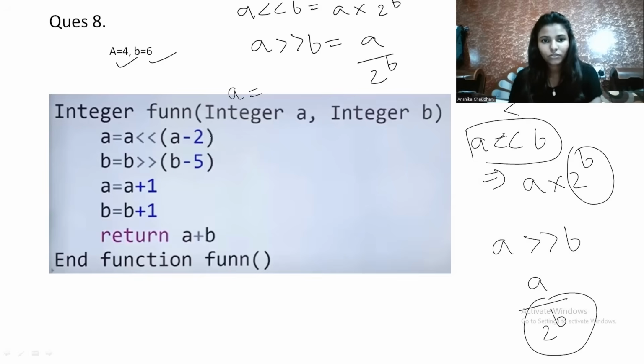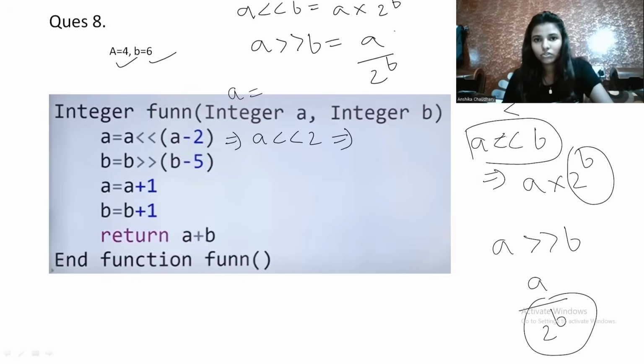First of all we have to solve this line. a left assign a minus 2. What is the value of a? It is 4. 4 minus 2 is 2. So now solve it. a left shift 2. So a into, at the place of b, is 2. So 2 raised to the power 2. This a is 4 and again it is 4. So this will give 16.